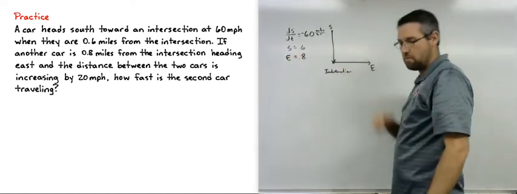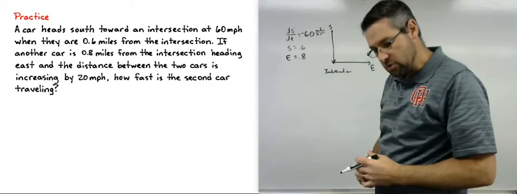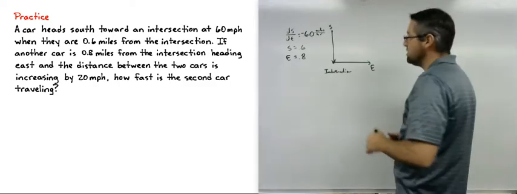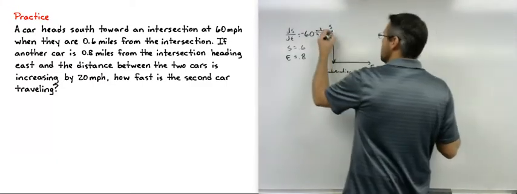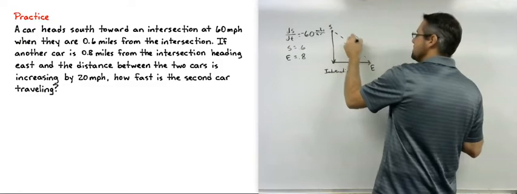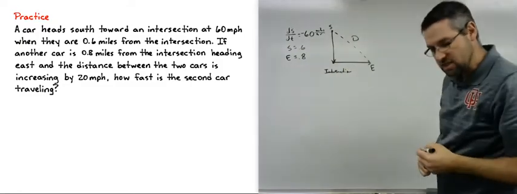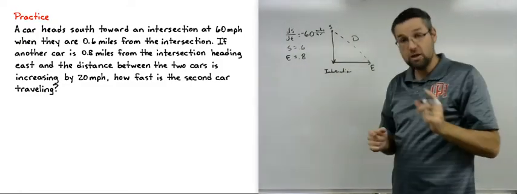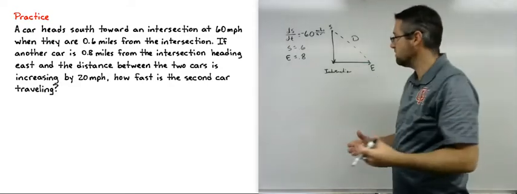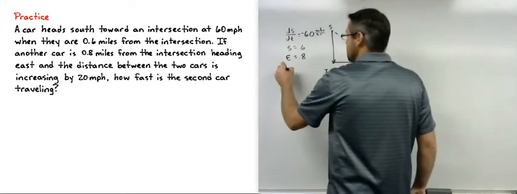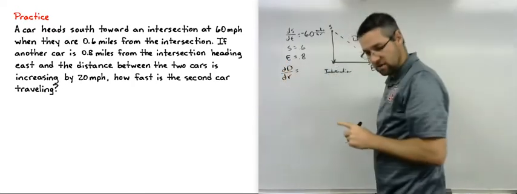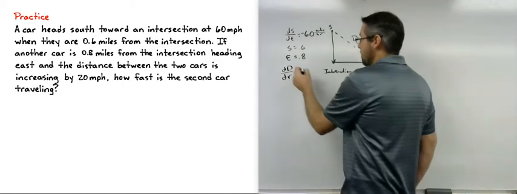That car is 0.8 miles away from the intersection, heading east, and the distance between the two cars is increasing. The distance between the two cars is this length here. Okay? That is our distance between the two cars. We'll call that D. It says that the distance is increasing, which means its derivative is positive. So we would say dD/dt is positive 20 miles per hour.